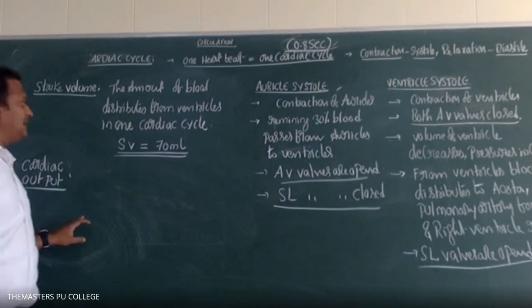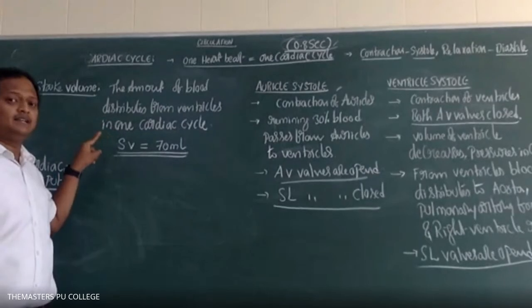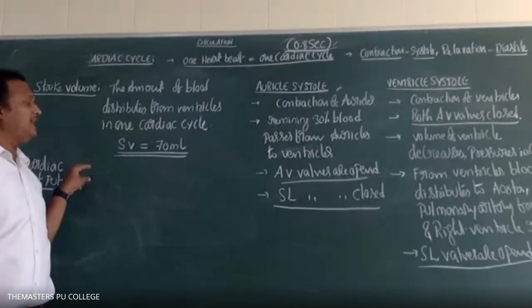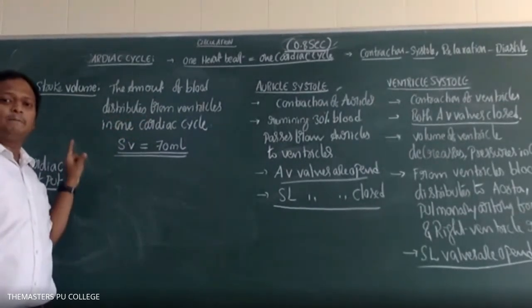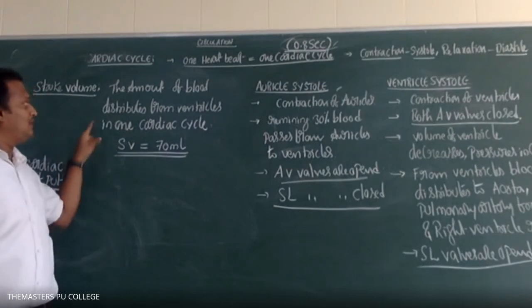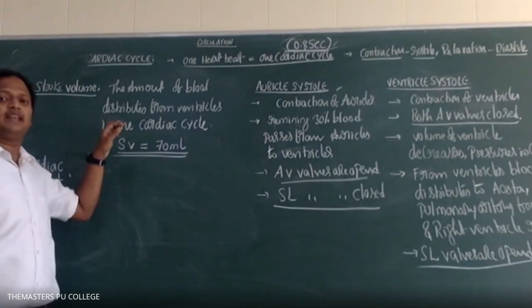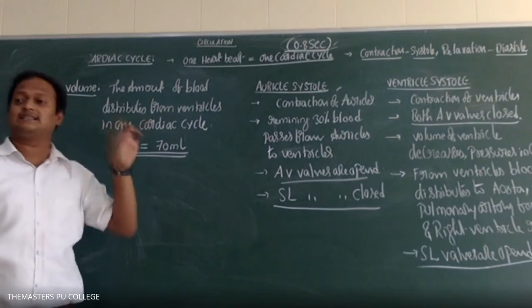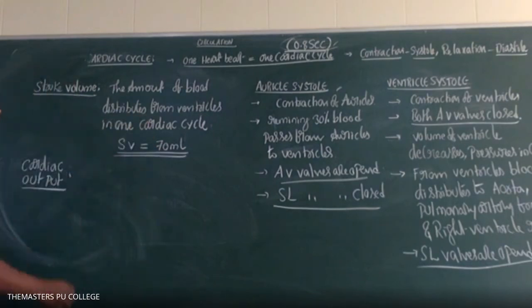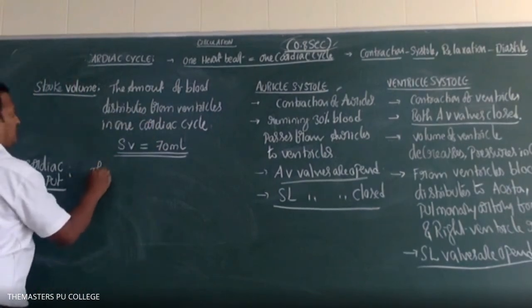Cardiac output means the amount of blood it distributes from the ventricles per minute. The amount of blood it distributes from the ventricles per minute is called cardiac output. Write down the definition of cardiac output.